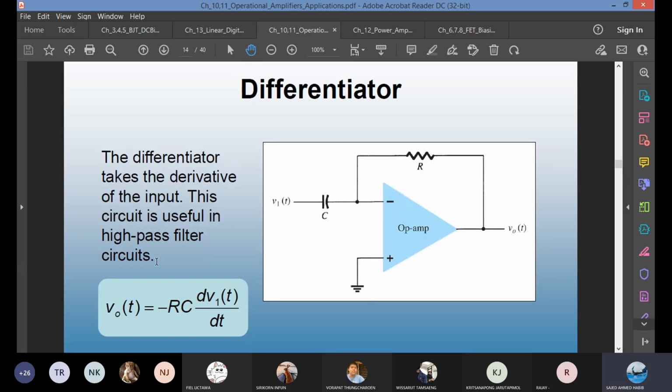For the differentiator, C comes first, R comes later. So it is minus RC dV over dt if the voltage is a time function. This one is the opposite of low pass. This will be the high pass. So low frequency will be cut off, the high frequency will pass.